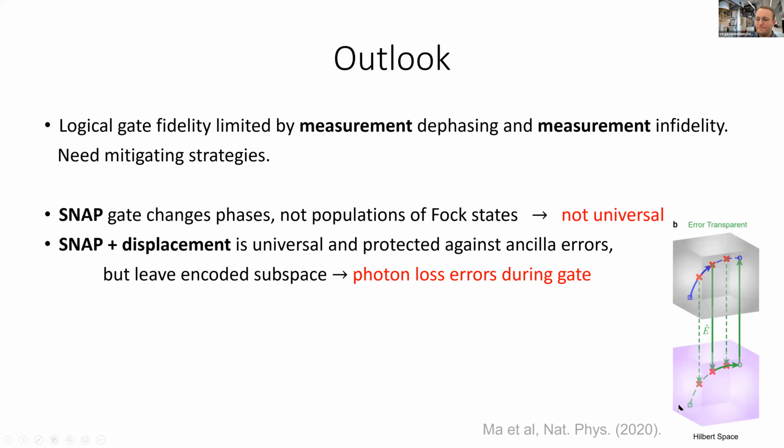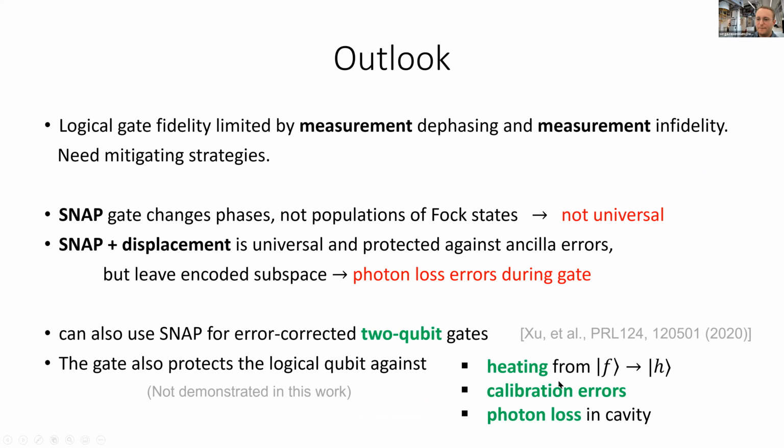In the outlook, I'll just mention that you can, in principle, increase the protection against more errors by using more and more levels in the ancilla qubits.